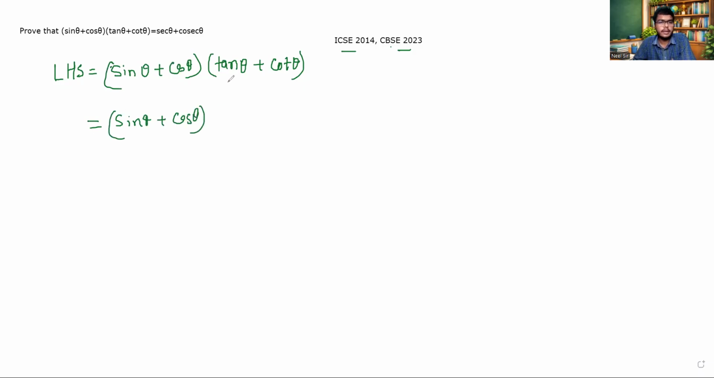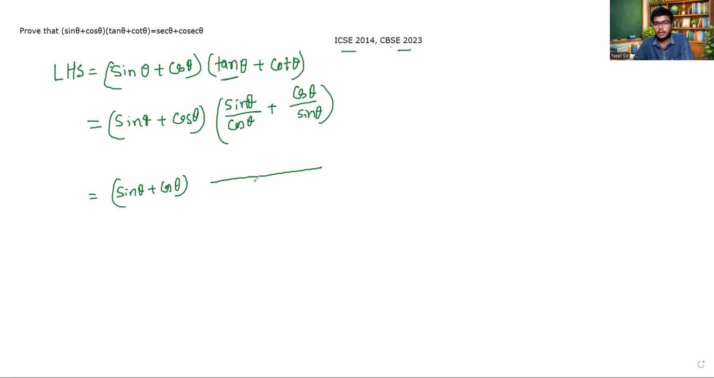सो sin theta plus cos theta रहेगा और tan theta बन जाएगा. वी ऑल नो दैट tan theta equals to sin theta by cos theta and cot theta equals to cos theta by sin theta. It's very easy. Now what we will do, sin theta plus cos theta, we will keep it as it is. Now this one will get the LCM as sin theta into cos theta.